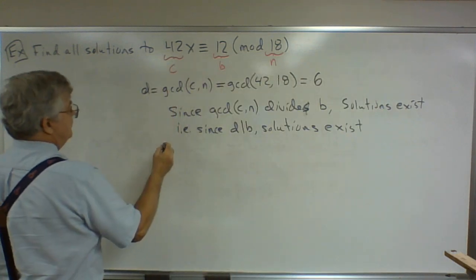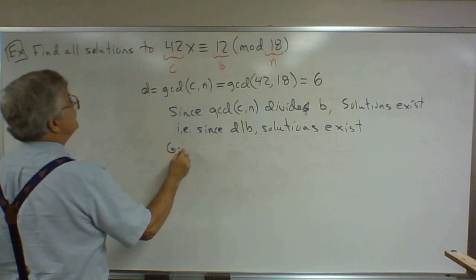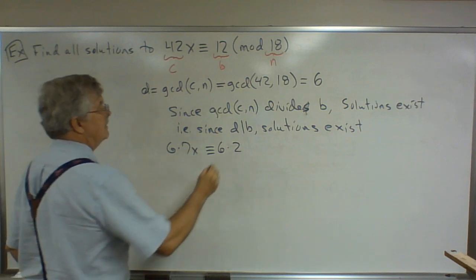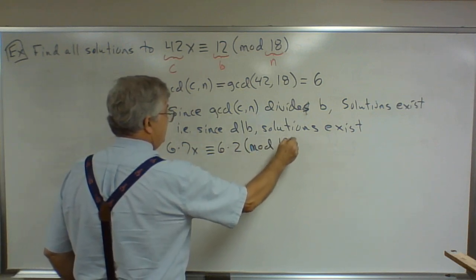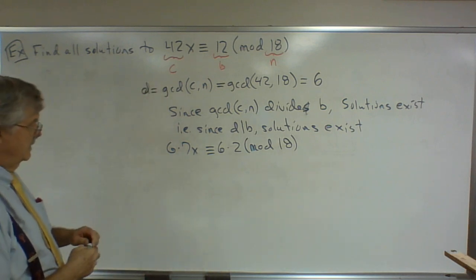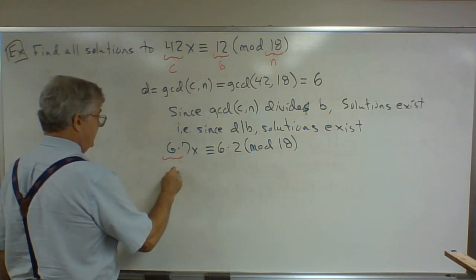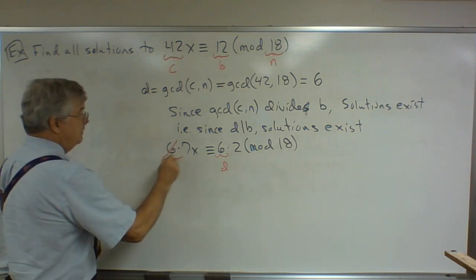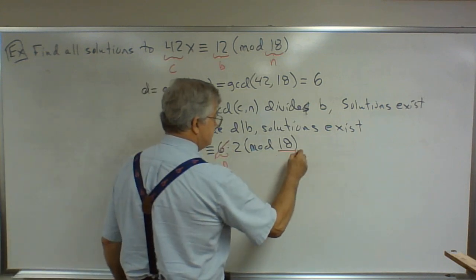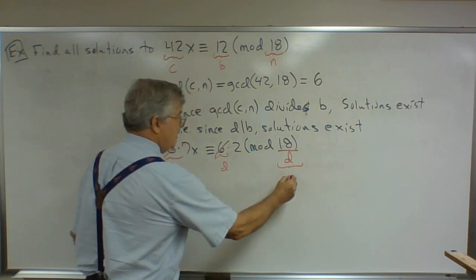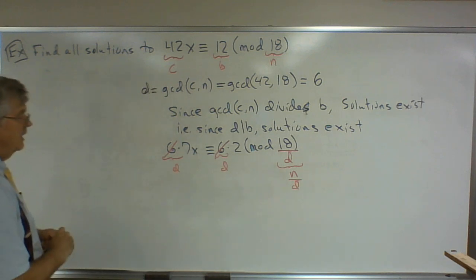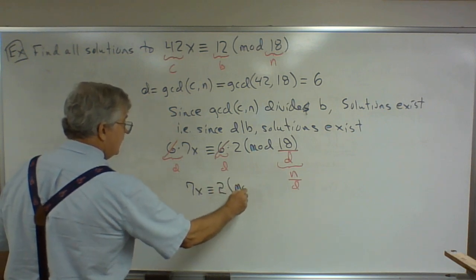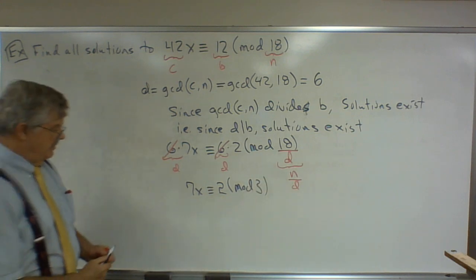Now we'll just write this in terms of D. 6 times 7x congruent to 6 times 2 mod 18, here's our D. We can cancel the greatest common divisor and we're left with the congruence 7x is congruent to 2 mod 3. Let me write that a little bit more neatly.